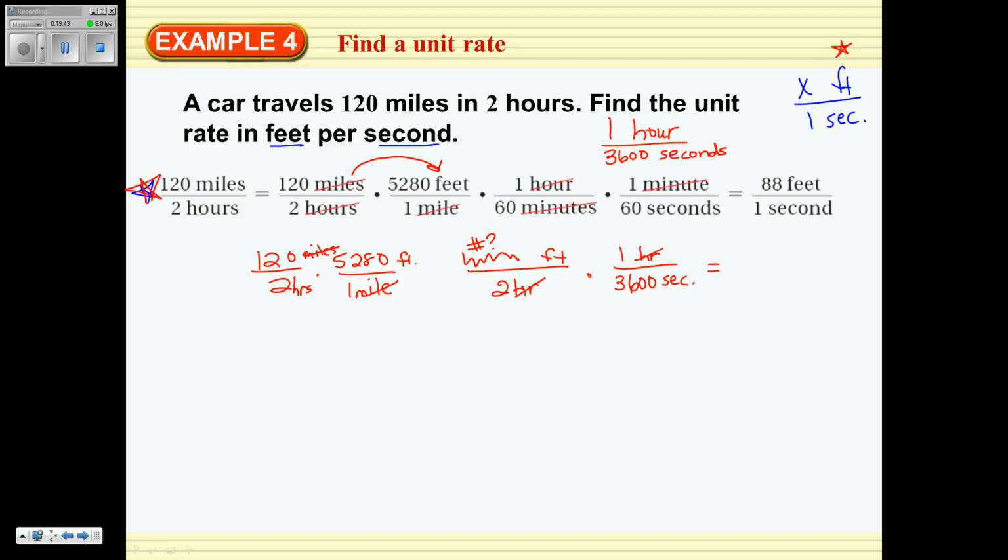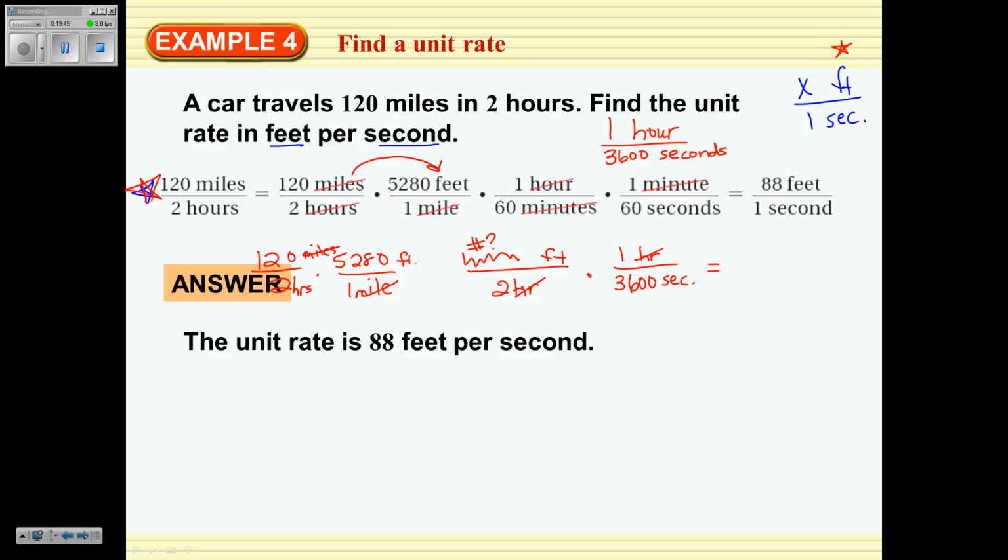All right, let's see what the video shows you. Unit rate is 88 feet per second. They're showing you all the work right here, just like I did. The hours cancel out. The miles cancel out, the minutes cancel out, and you just do the multiplication straight across. Anyway, we'll talk about it tomorrow. Don't panic. All right, here's your daily homework quiz.